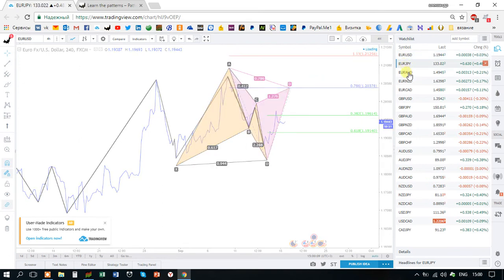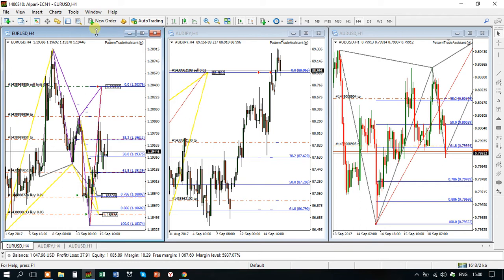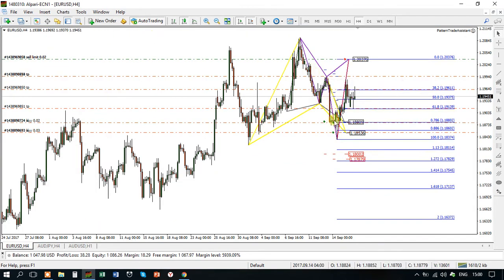Let's go next. Euro dollar. I have that in my MetaTrader, yes. So I have this running trade with this butterfly formation, and I have a running trade with a bat formation. Don't be mad at those pictures. One of them is based on 1 hour euro dollar and another is based on 4 hour euro dollar, and they aren't connected in any way.